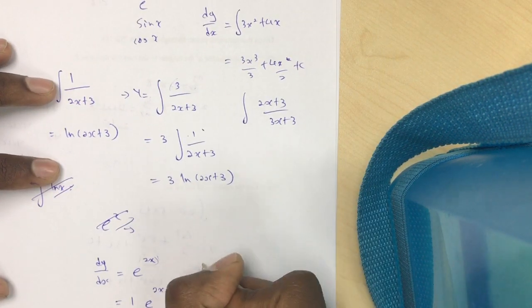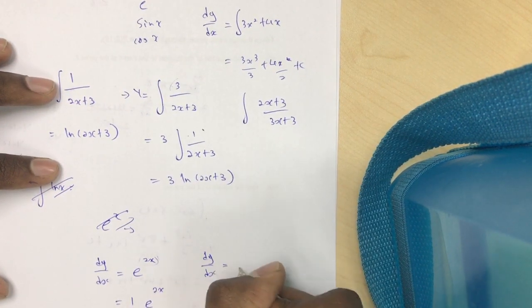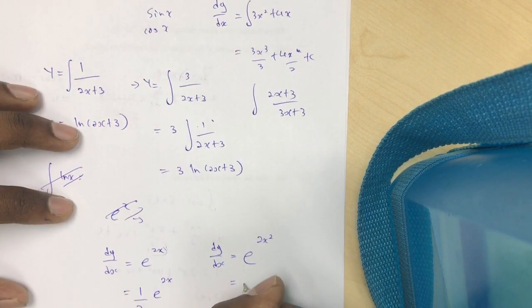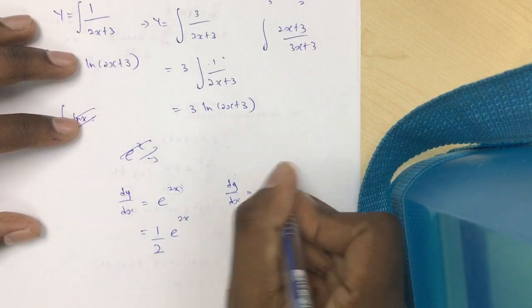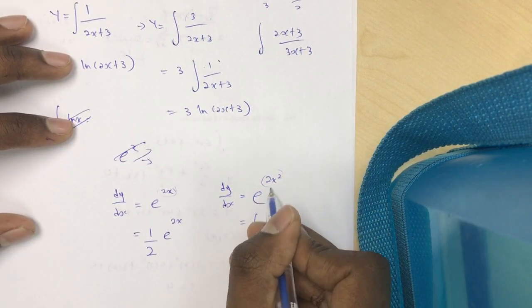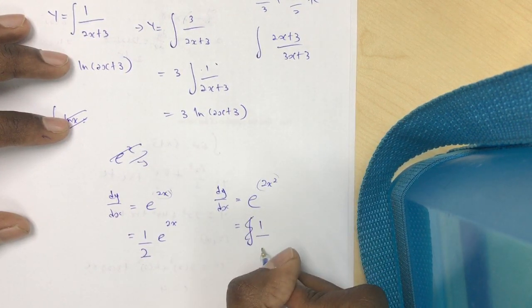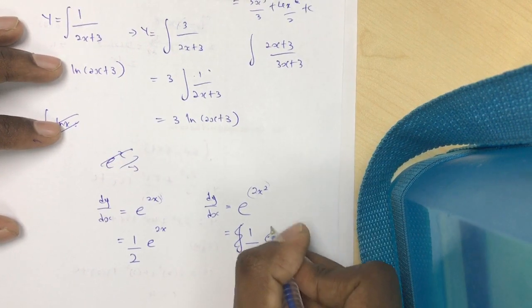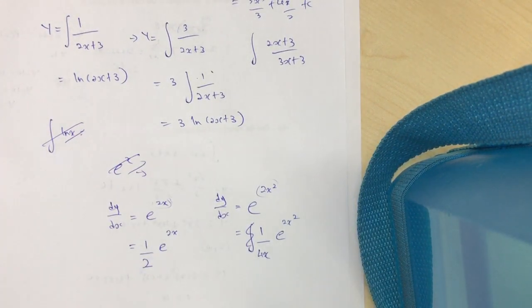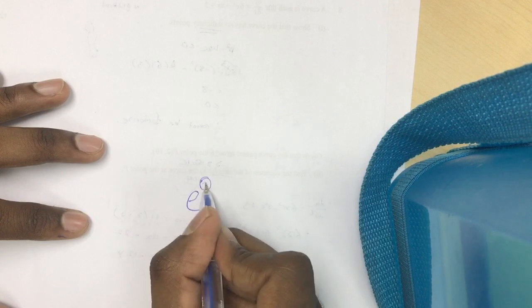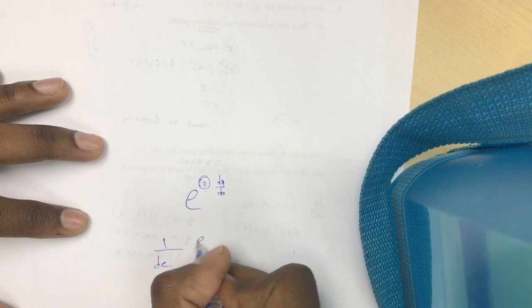Let's say I have another gradient function dy/dx = e^(2x²), and I want to integrate this. Remember, when we want to integrate exponential, we differentiate the power. I differentiate 2x² and get 1 over 4x, and then you copy paste back. As simple as that. Maybe I can summarize: when you want to integrate any exponential function, you differentiate the power, then put 1 over the differential of the power, and copy paste.